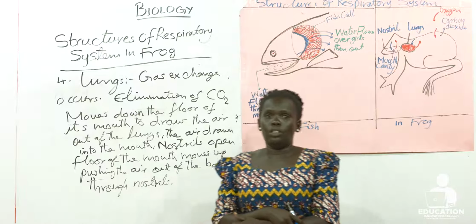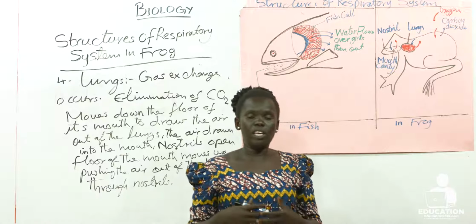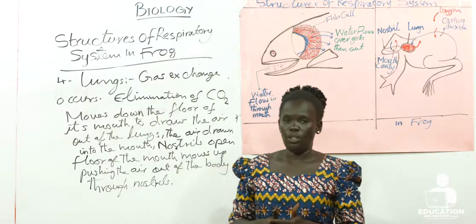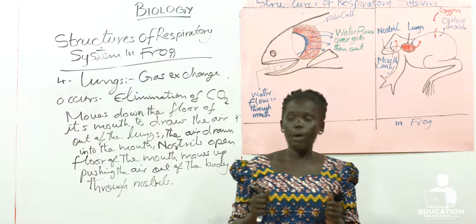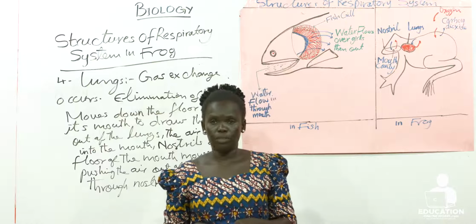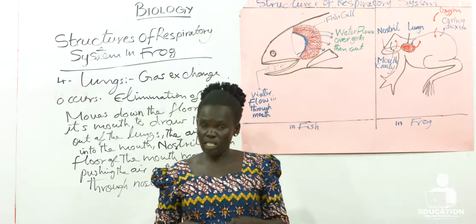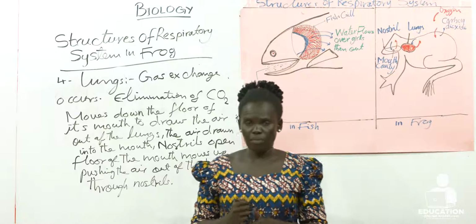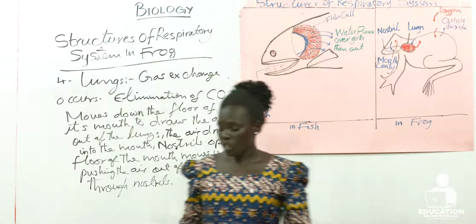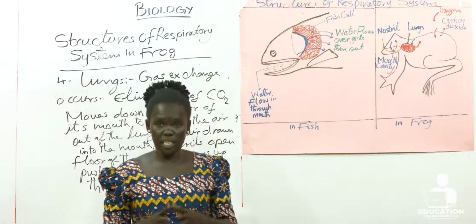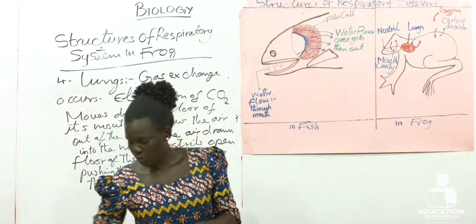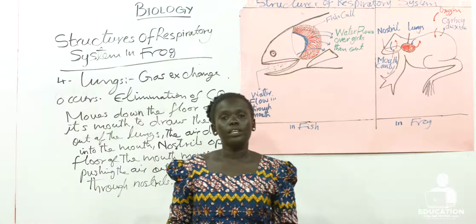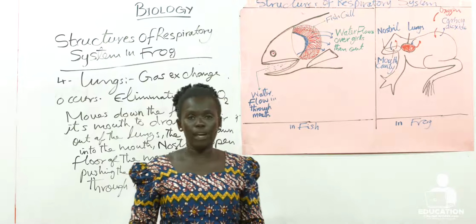So when we look at the respiratory system in animals, they differ somehow in their structures. But despite all these differences in their respiratory system, they have some common characteristics. So let's look at these common characteristics found in the respiratory system of different animals.